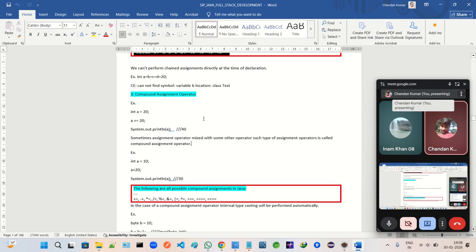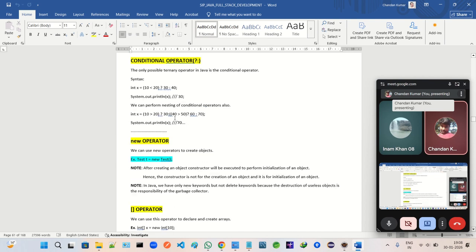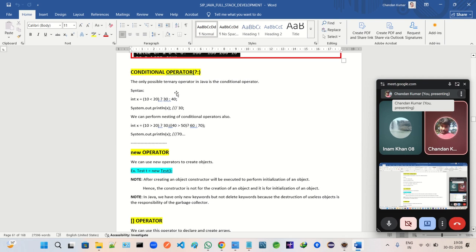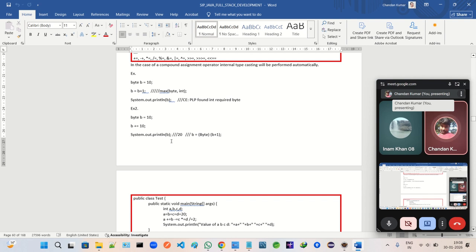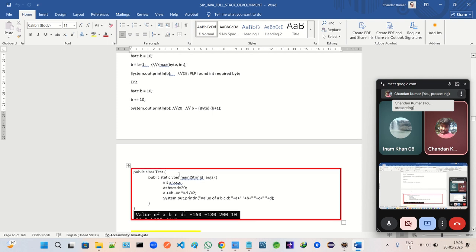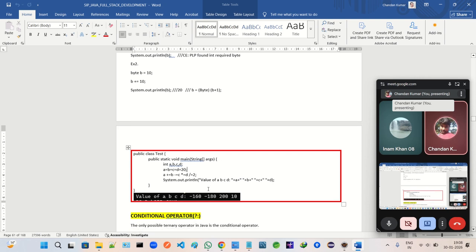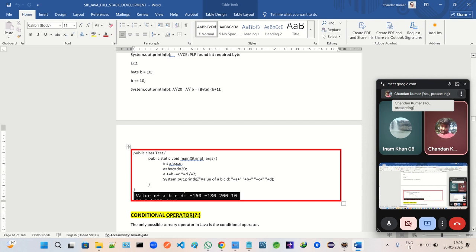unary operator. In that, increment and decrement operator we have completed, relational operator, arithmetic operator, and then logical operator: logical and, logical or, logical not. Then bitwise operator also we have completed. While learning bitwise operator, when we started learning the complement operator, at that point of time we got to know what we have to do. We have to understand completely how that complement operator is working.